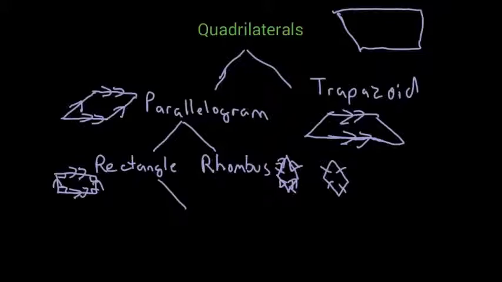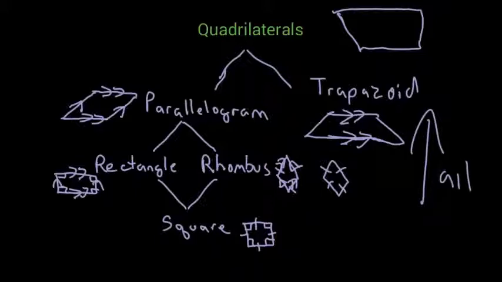Now if you combine a rectangle and a rhombus, so all the sides are the same and all the angles are 90 degrees, you're going to end up with a square. So all our sides are the same, all our angles are 90 degrees. The way you can read this: all squares are rectangles, all squares are rhombuses, all squares are parallelograms, all squares are quadrilaterals. So if you're going up the chart, it's all.